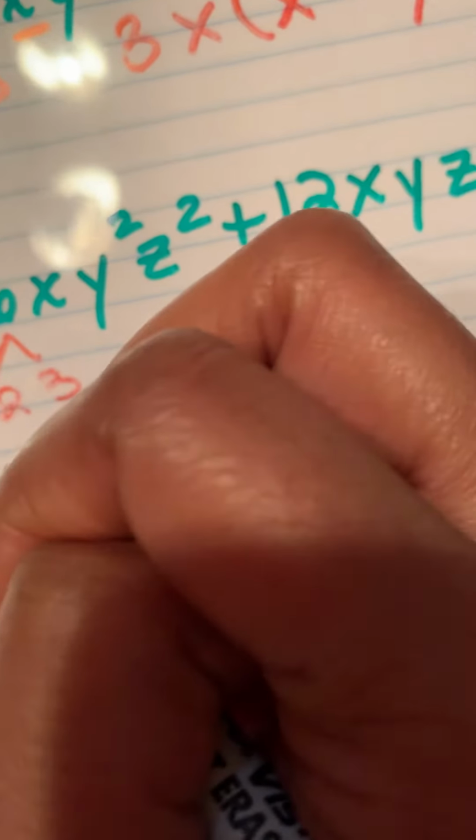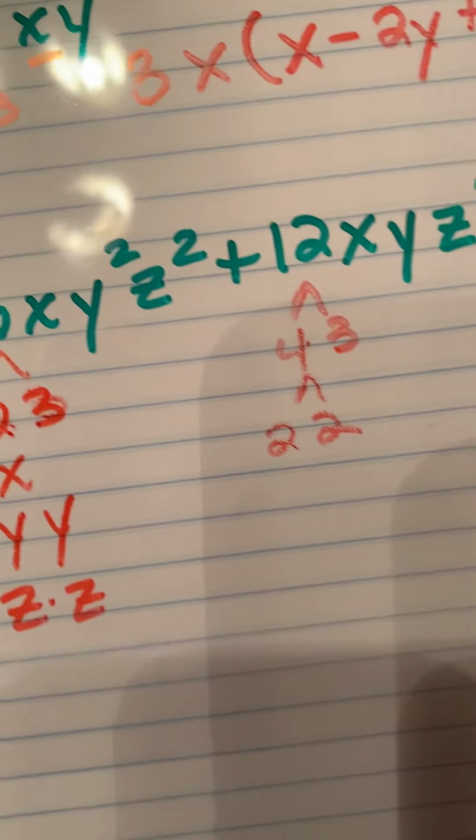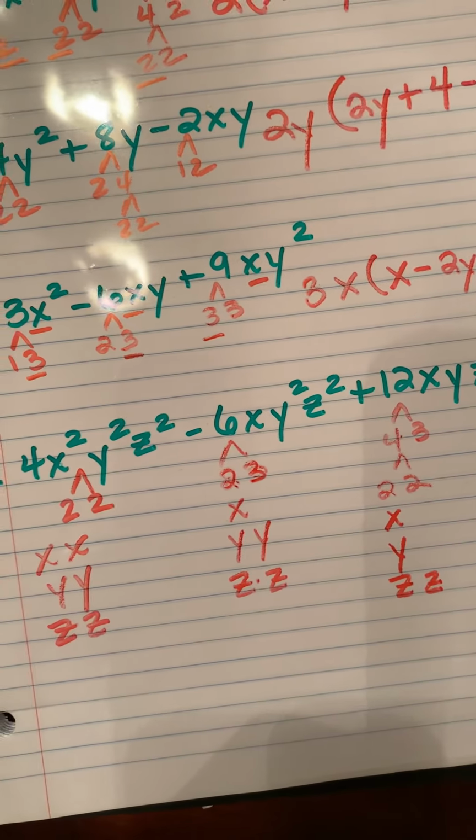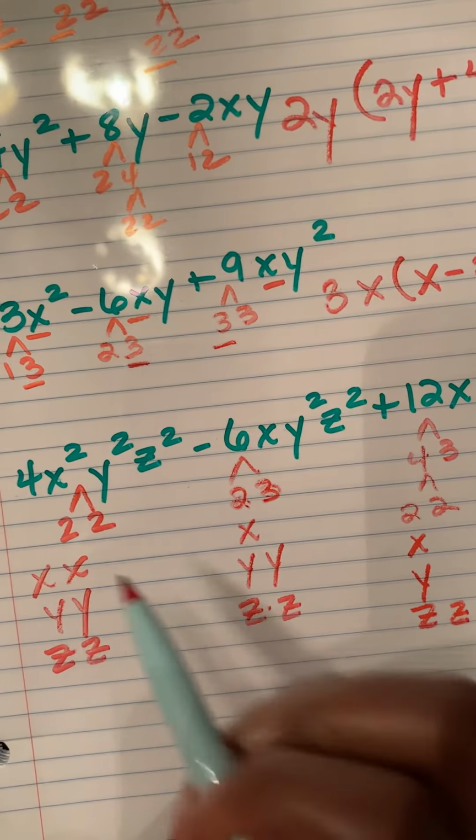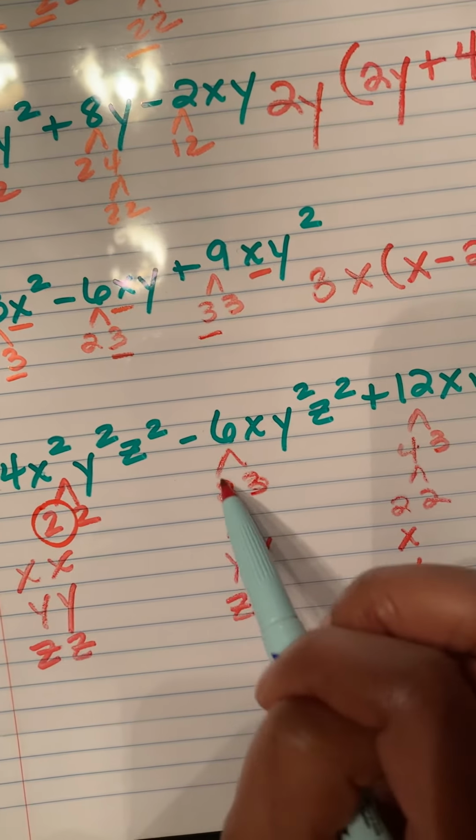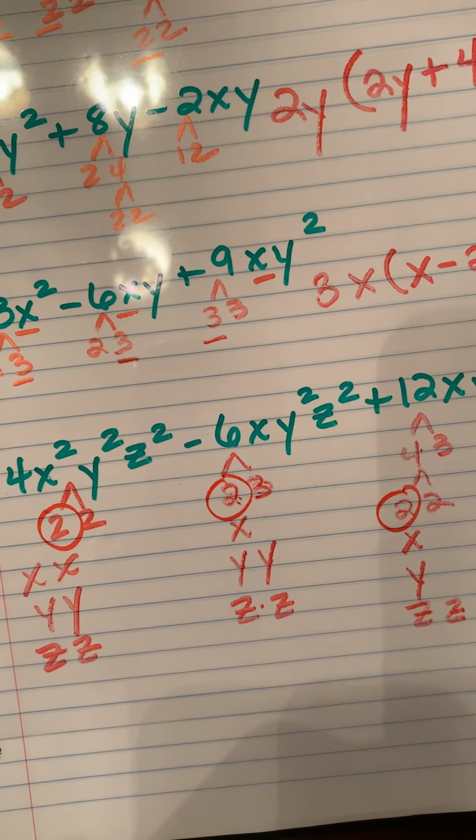But what about over here? I have x, I have 2 y's, and I have 2 z's as well. Okay, what do I have here? I have 1 x, 1 y, and 2 z's. So let me go down the line and try to figure out what they have in common. Okay, I see a 2. I see a 2. I see a 2.